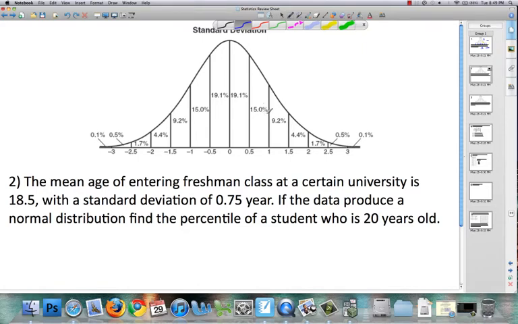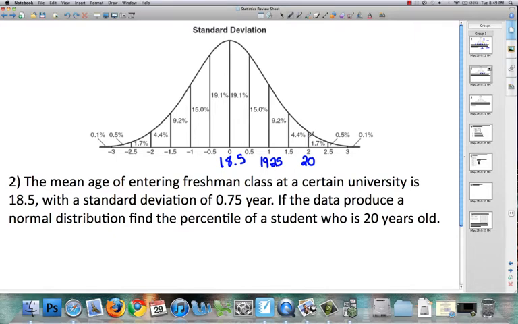Number 2 says the mean age of entering freshman class at a certain university is 18 and a half. So 18 and a half is our center mean position. It has a standard deviation of 0.75. So that means one standard deviation above is 19.25. Two standard deviations above is 20 years old. So if the data produce a normal distribution, find the percentile of a student who is 20 years old.